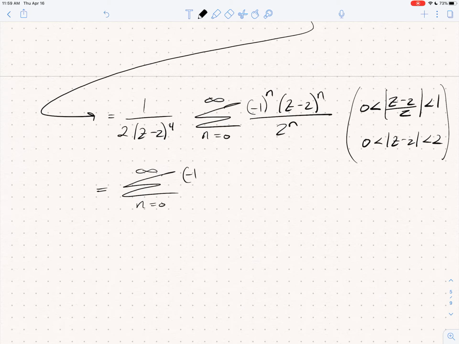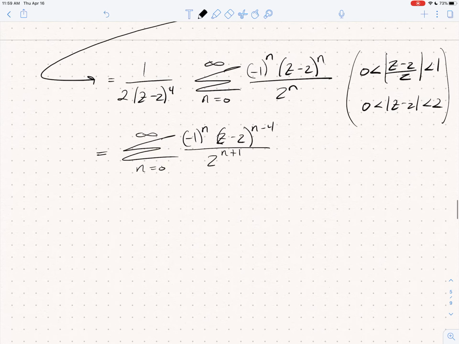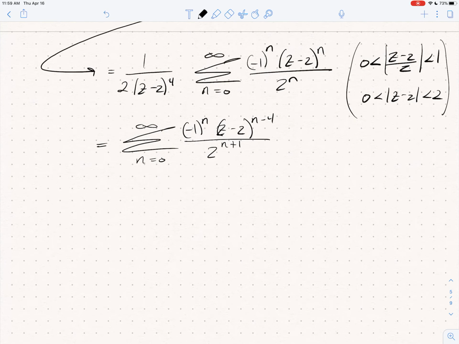So I'm going to get minus 1 to the n. I'm going to get what? (z minus 2) to the n minus 4. And then I'm going to have 2 to the n plus 1. And that is my Laurent series. And now you can write the terms out if you want to. If you start at n equals 0, you're going to get a negative 4 power on the z minus 2. I'm just going to look for the residue at this point.